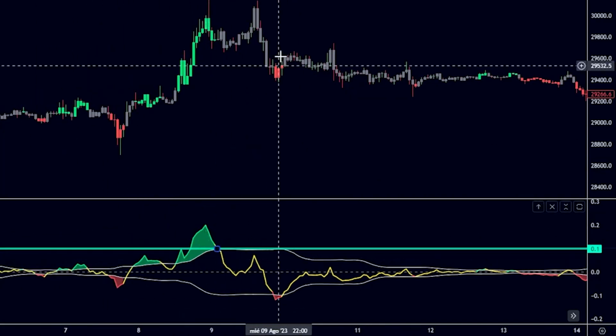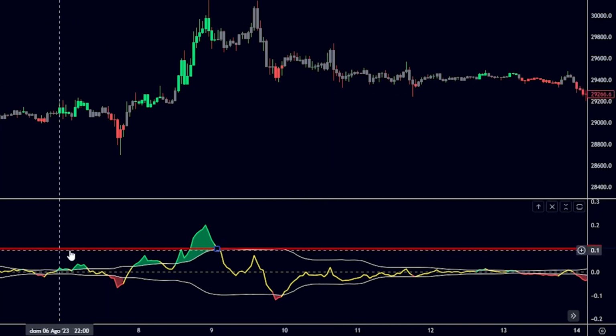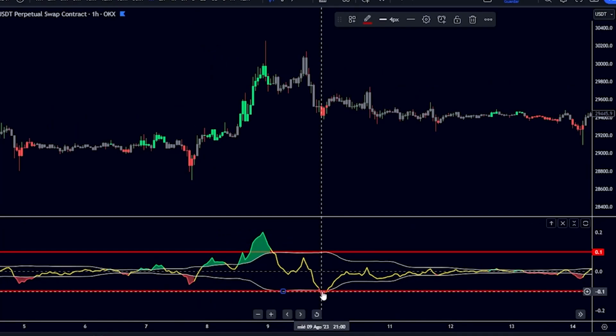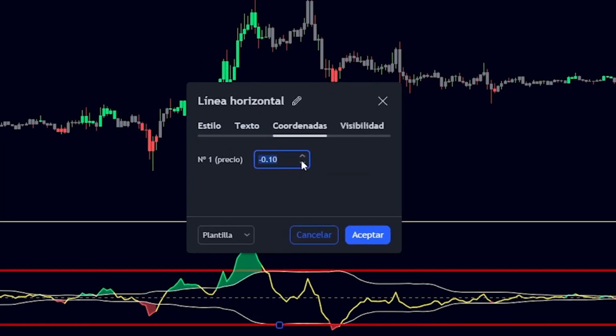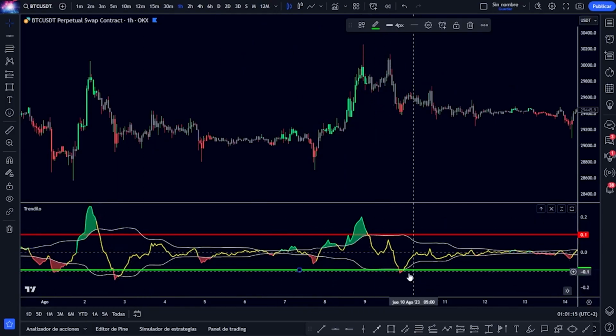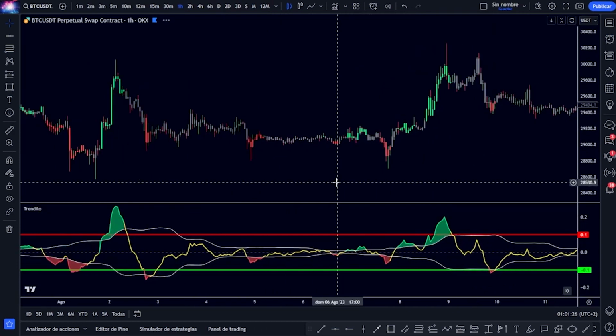We click on accept, and in this case I am going to put red color to this zone because it will be where the price is really overbought. I will do the same at the bottom. I will place that line at minus 0.1, and in this case I will put it in green color, exactly the same but the other way around, and we would have our setup ready to operate.